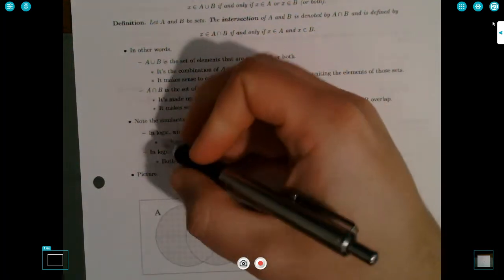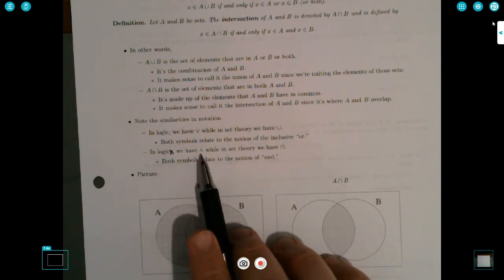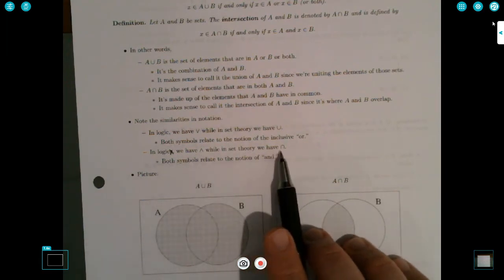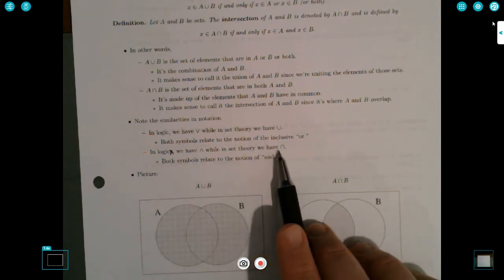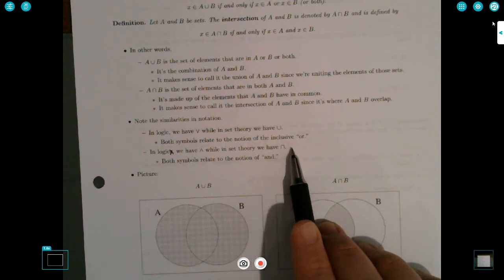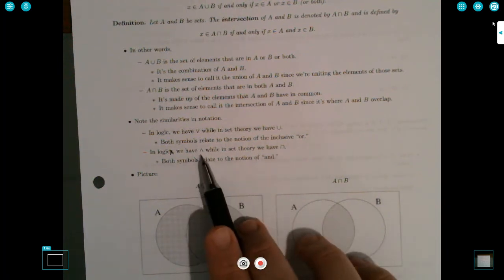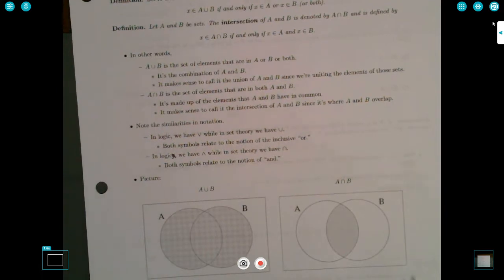And then again in logic, we have this little caret symbol, while in set theory we have this little intersection symbol. But both symbols relate to the notion of and. In order to be in A and B, you have to be in both A and you have to be in B, right? Or P and Q is true if both P is true and Q is true, right?